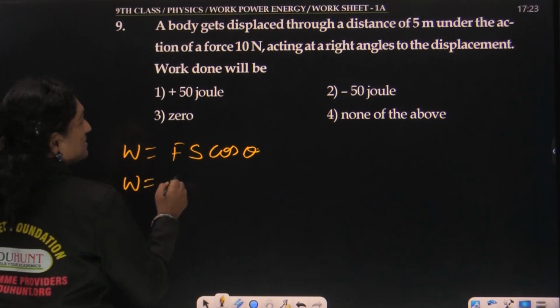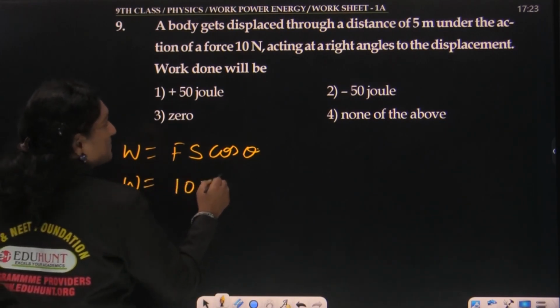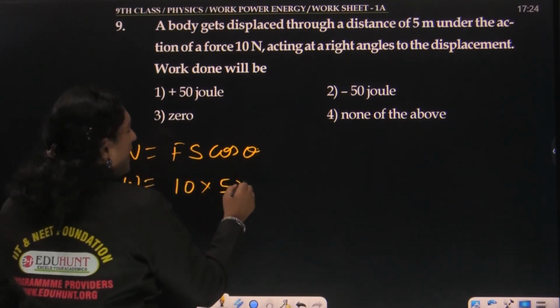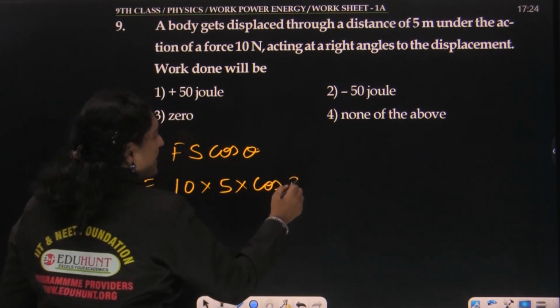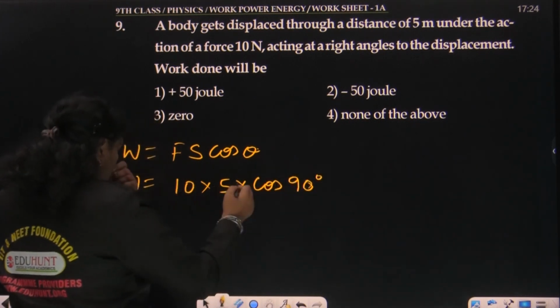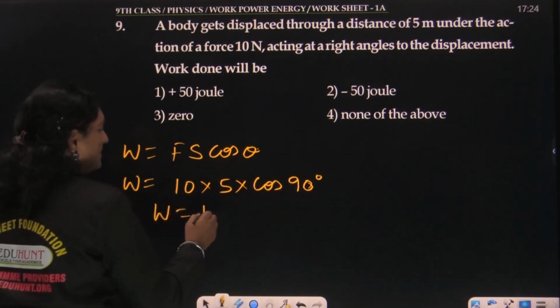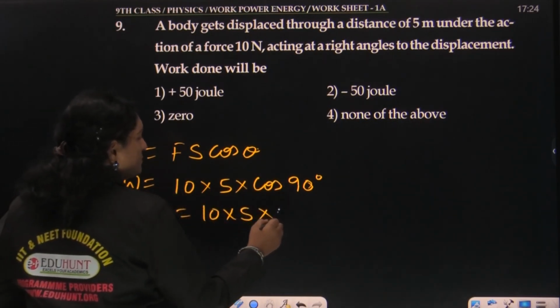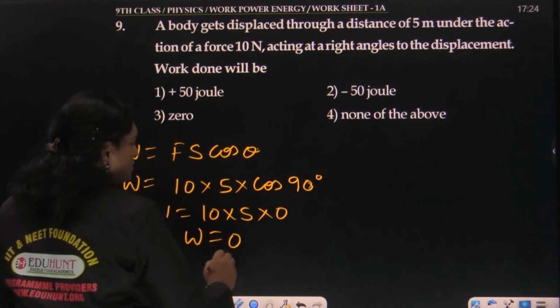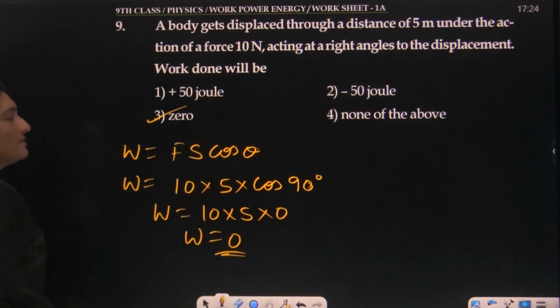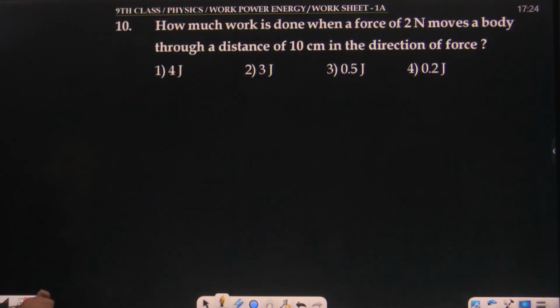So W equals F, which is 10 Newton, displacement is 5 meter, and cos theta, right angles means 90 degrees. So 10 into 5 is 50, cos 90 is 0. Therefore, work done is 10 into 5 into 0, which is 0. So the answer is the third option, that is 0. Moving ahead with the 10th question, children.